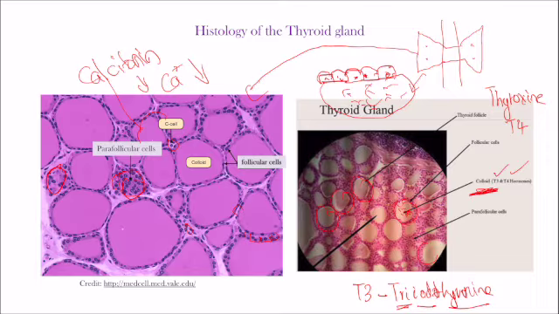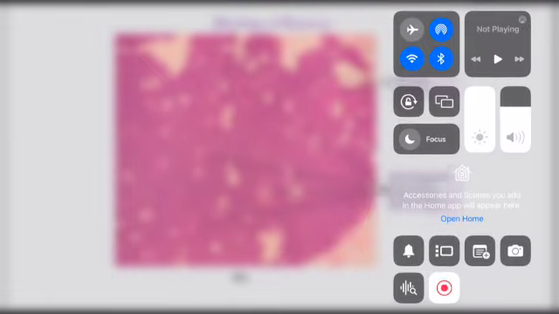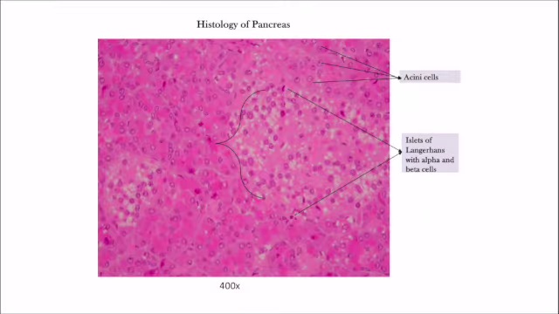When you look at the slide, this is the way you see pink-staining colloid and simple cuboidal epithelial cells around the follicle. At 400x magnification, higher magnification, you can see the clusters bigger, enlarged, magnified.